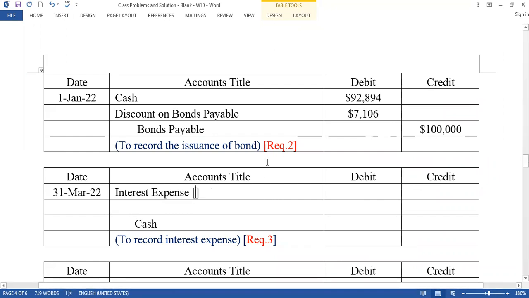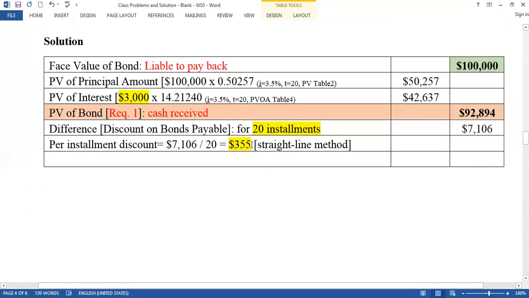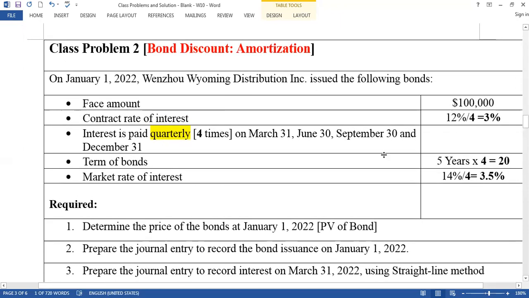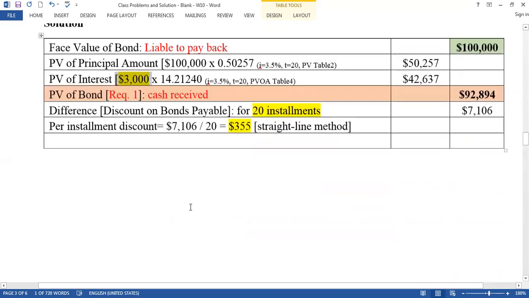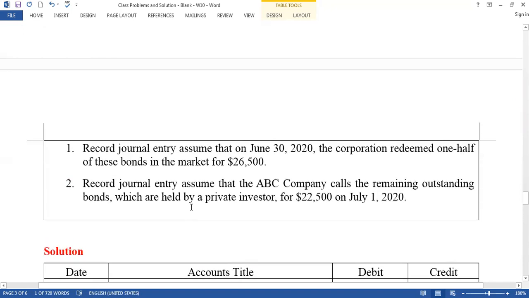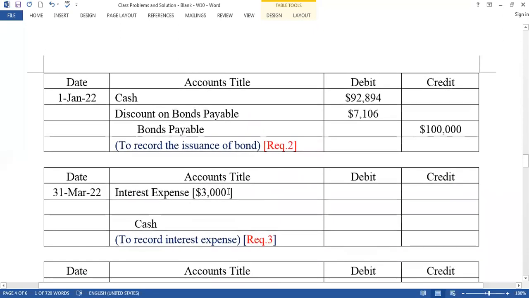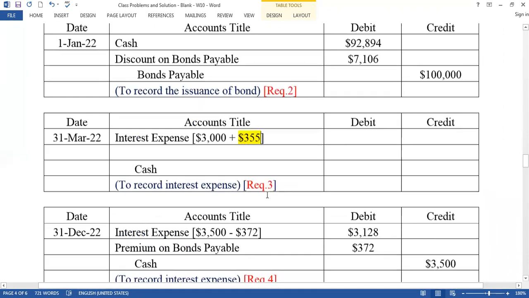Now, how to record interest expense? We find that our original interest expense is $3,000, and per installment we have to pay $355 more. Because you receive less money, in the future you have to pay more money. So this is your additional interest expense. The original interest expense is $3,000, but we have to pay some more money.